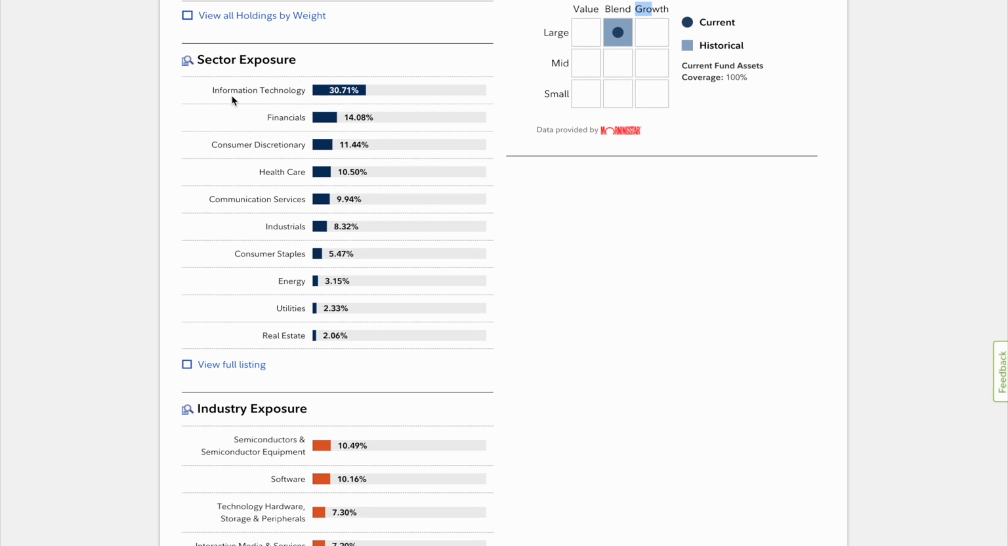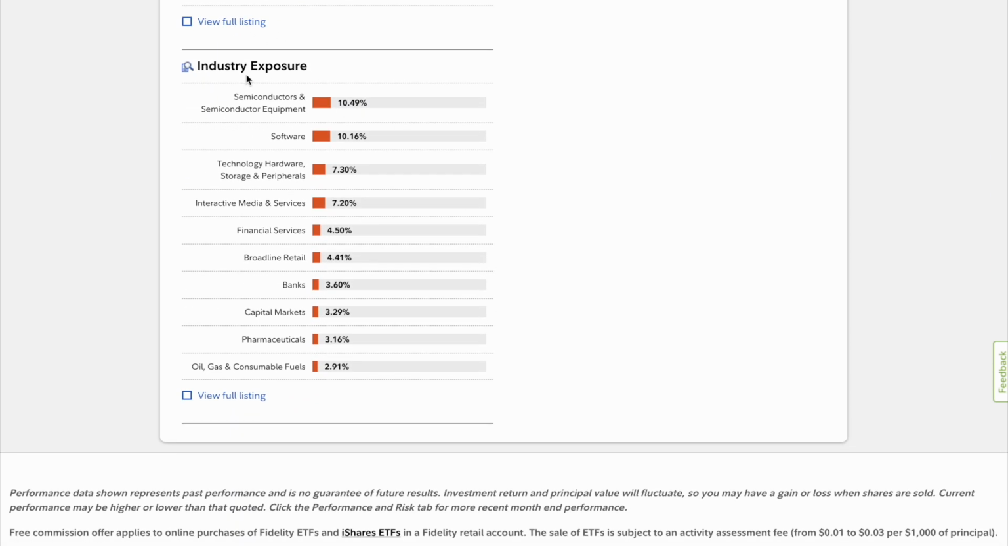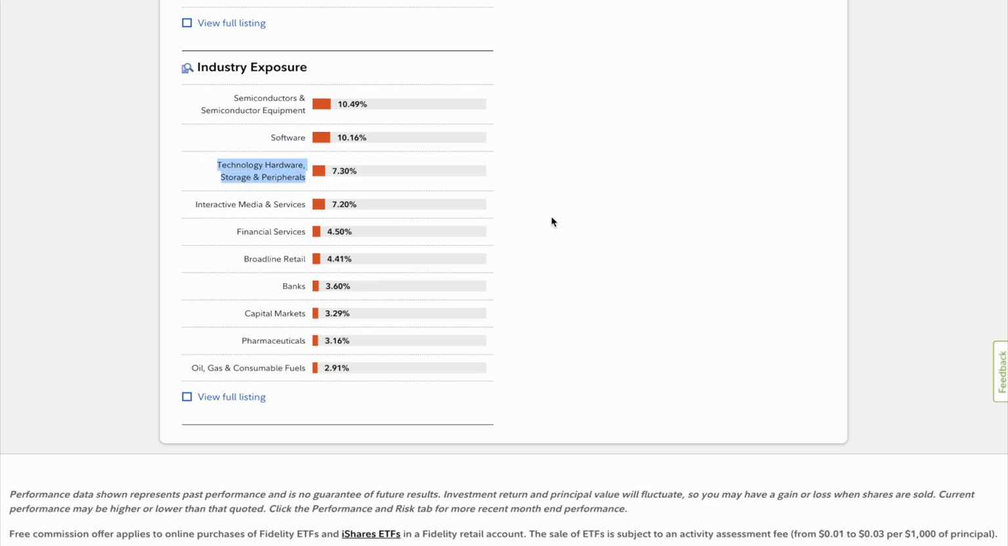The sector exposure of the S&P 500: 30% in technology, 14% in finance, consumer discretionary is 11%, healthcare 10%, communication services 9%, industrials 8%. Also, when you look at the industry exposure, you do have that exposure to semiconductors at 10.49%, software 10%, technology hardware 7%, etc.